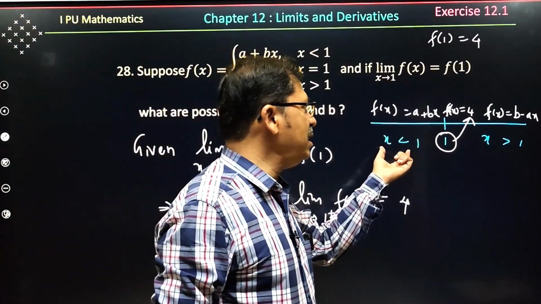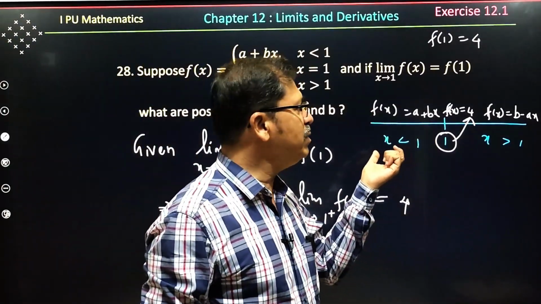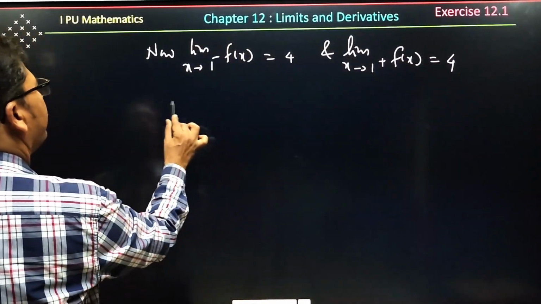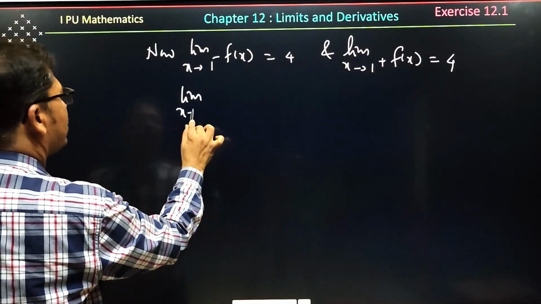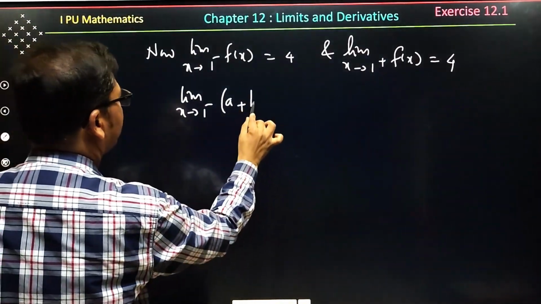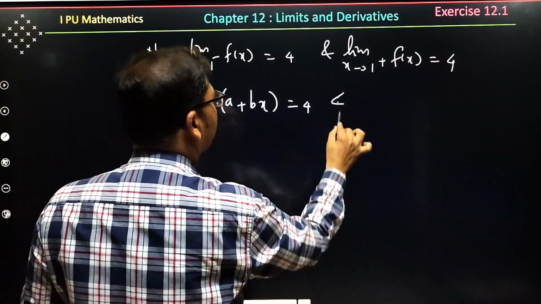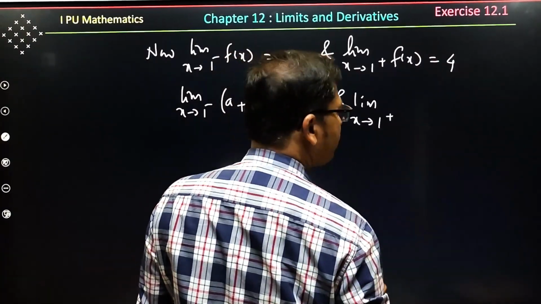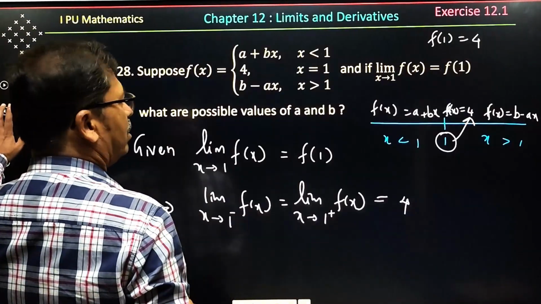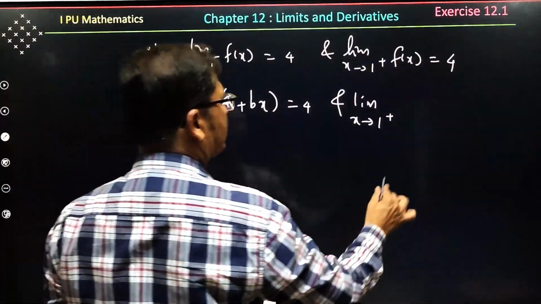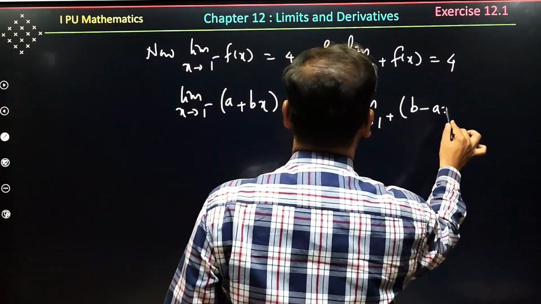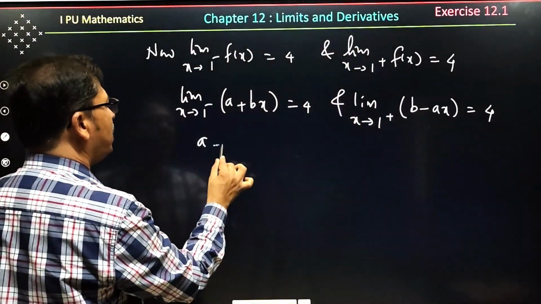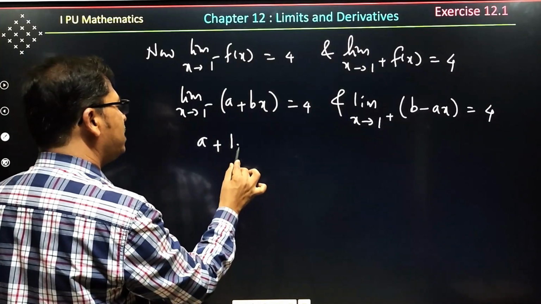When x is less than 1, how is the function defined? A plus bx or b minus ax? A plus bx. The limit extends to 1 minus, this is a plus bx. Very good. This is equal to 4. And 1 plus means greater than 1. When x is greater than 1, how is the function defined? b minus ax. This is equal to what here? 4 here. Now 1 minus means a plus b into 1, b itself here.